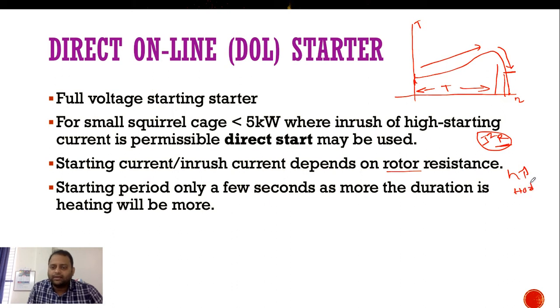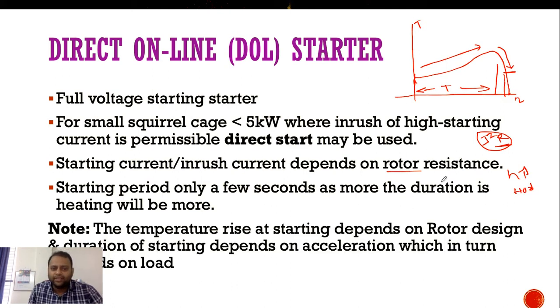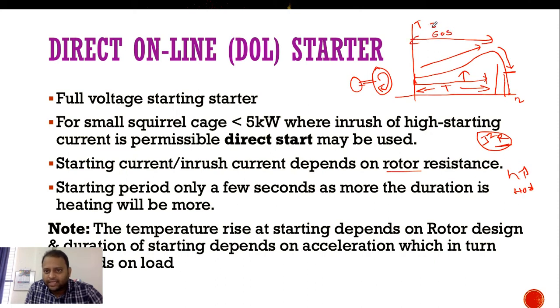Another condition for the motor being hot is the temperature rise, which also depends upon rotor design. If your rotor is designed for high resistance, and the duration of start depends upon acceleration, that means if this acceleration period is more, your temperatures are high. Why does this happen? When you have a high inertia load, to bring this load to its running speed you have to spend more time. This time will be somewhere around 60 seconds, for example, compared to 30 seconds or 10 seconds.